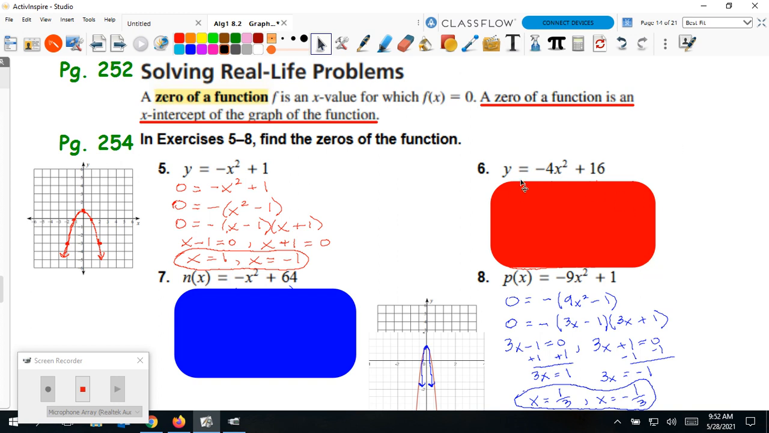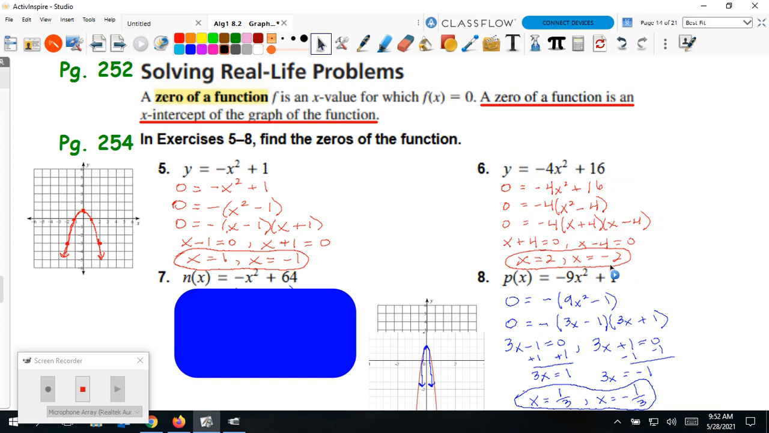So for number 6, you should have got 2 and negative 2 for answers. So if you didn't get those two answers, you definitely want to look through this. I factored out a negative 4 from these two. And then we have an x squared minus 4. That's our difference of two squares. We factor it to x plus 2, x minus 2. I don't need to worry about the negative 4 on the outside because there's no x there. I only need to set the ones where the x's are equal to 0 using zero product property. And so that gives me my positive 2 and negative 2.